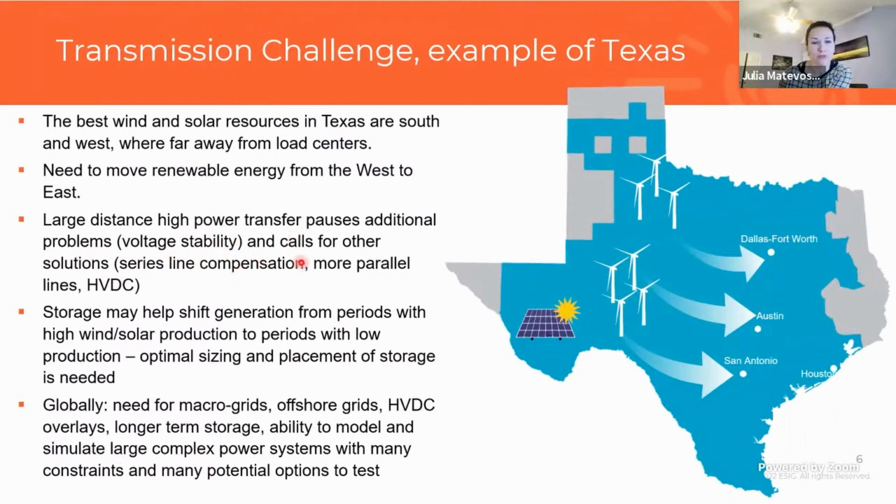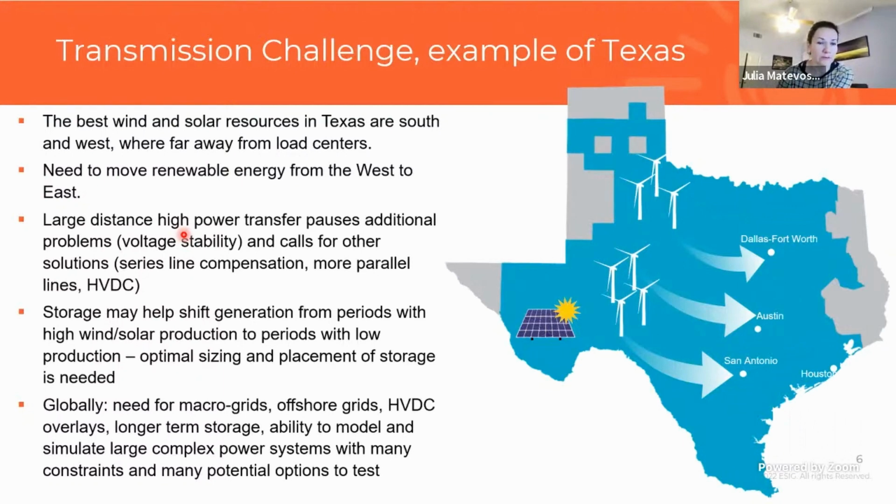There is something that's called series line compensation. So basically you are lowering electrical distance between generation and load by installing series compensation devices along the transmission line. But there is also a limit of how much you can achieve with that. You can build more parallel lines, so that allows you to transfer more power. Again, by building more parallel lines, it effectively decreases the electrical distance between generation and load.